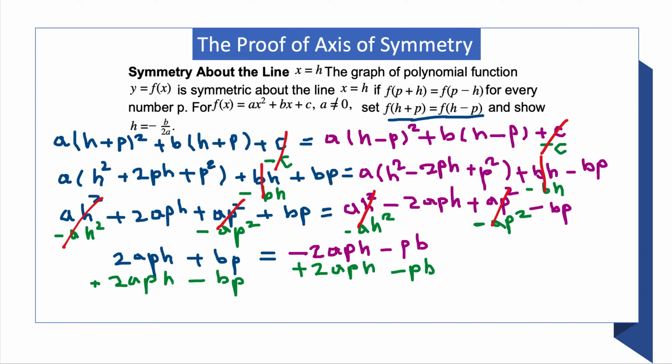Now what I'm going to do here, this is going to cancel here, and this here is going to cancel, and what remains here, now I'm going to write with the same color. 2aph plus 2aph is 4aph, and this is equal to negative bp. Negative bp is negative 2bp.